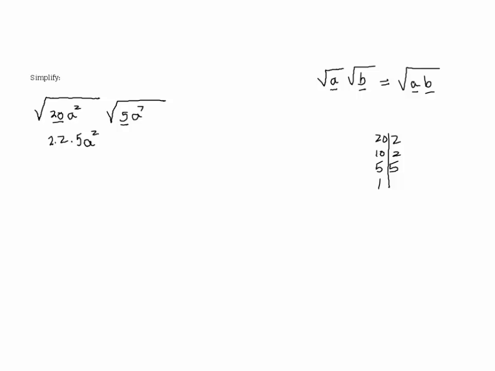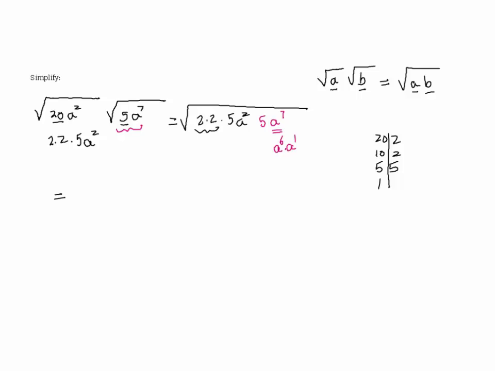Part of 20 is perfectly squared, and then we have a squared. So we can write this as one giant radical, which has 2 times 2 times 5 times a squared. Then we're going to have 5a to the power of 7. Part of a to the power of 7 is perfectly squared, so we can write a to the power of 7 as a to the power of 6 times a, or a to the power of 6 times a to the power of 1.